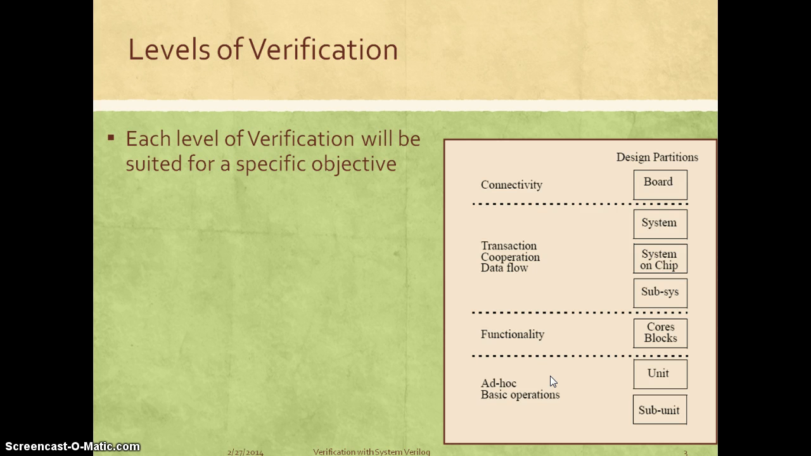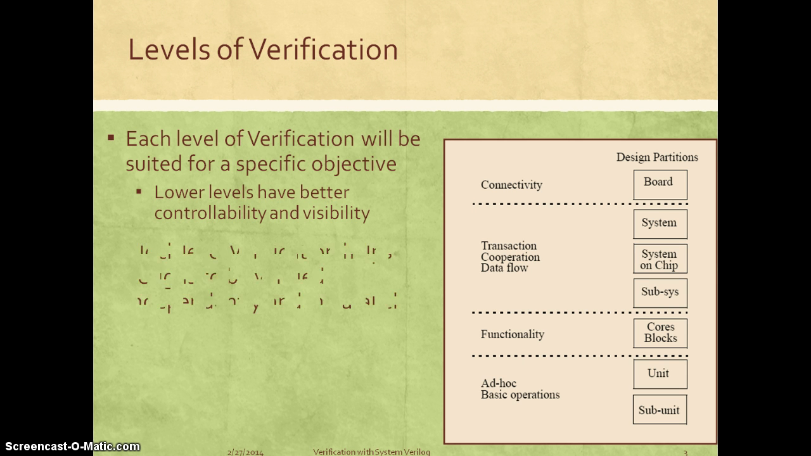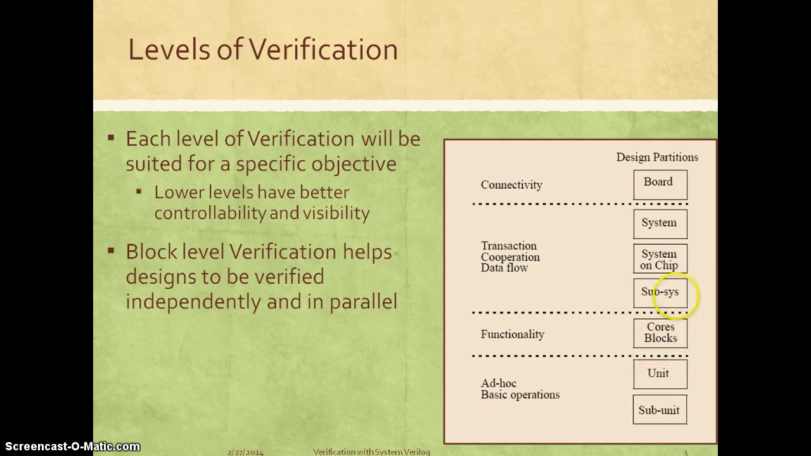So each level of verification will be suited for a specific objective. So lower levels of verification, that is typically when the design starts with subunits and units or core IP blocks, you can do a verification of that specific unit or those blocks in a standalone environment. At a unit or a subunit level, you don't really need to build a proper test bench or a verification environment. You can do certain ad hoc basic operations like forcing certain input signals and then checking whether your design outputs behave as per your specification.